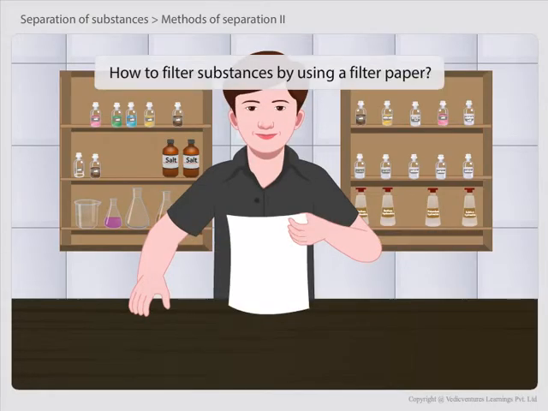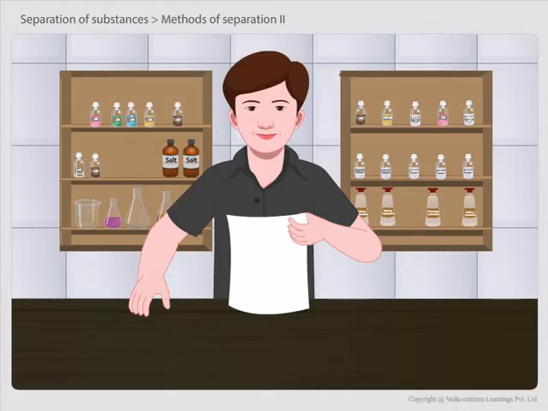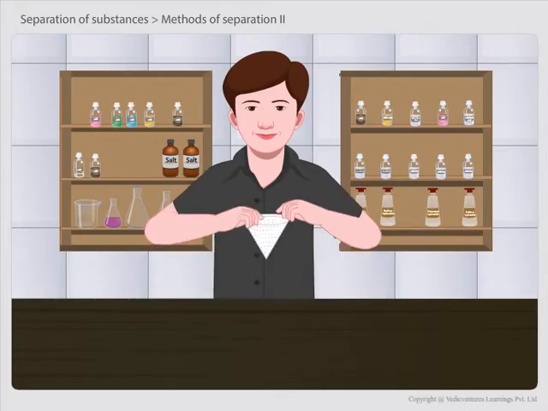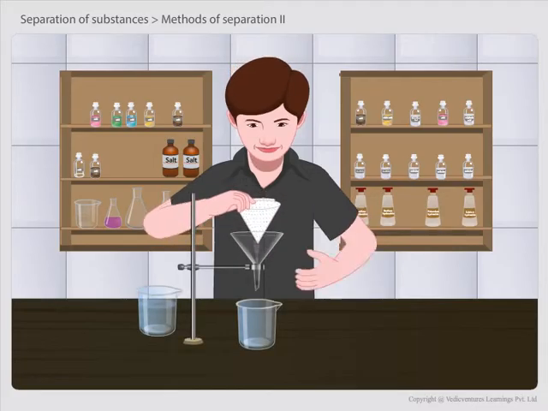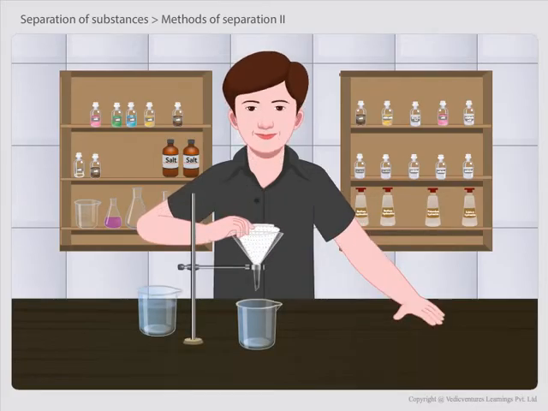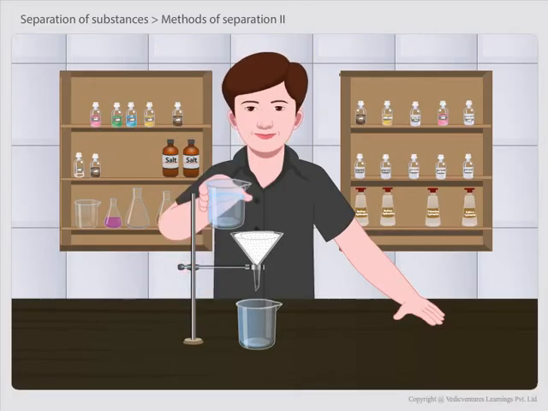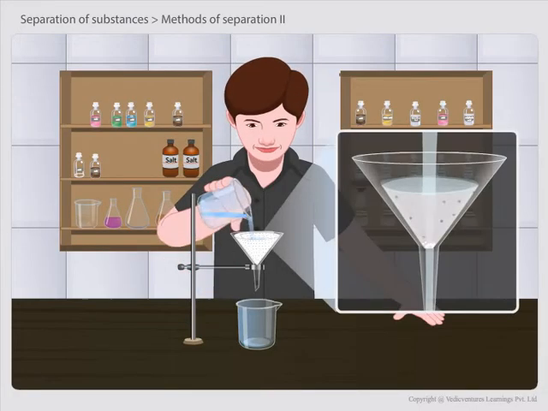Let us learn how to filter substances by using a filter paper. A filter paper is folded in the form of a cone. This folded filter paper is fixed onto a funnel. The mixture to be separated is then poured on the filter paper.